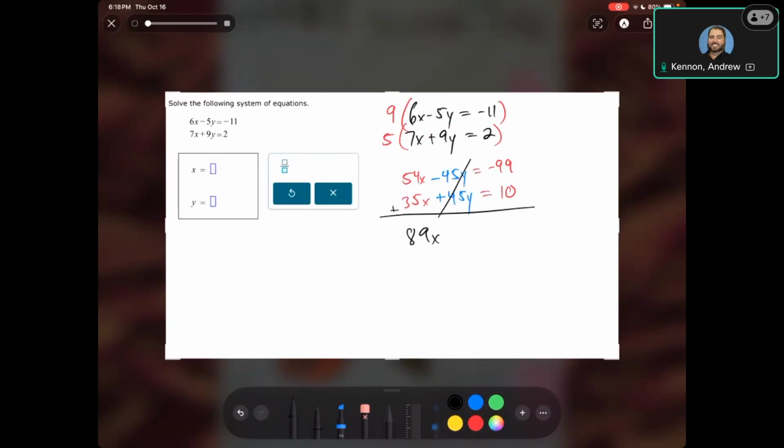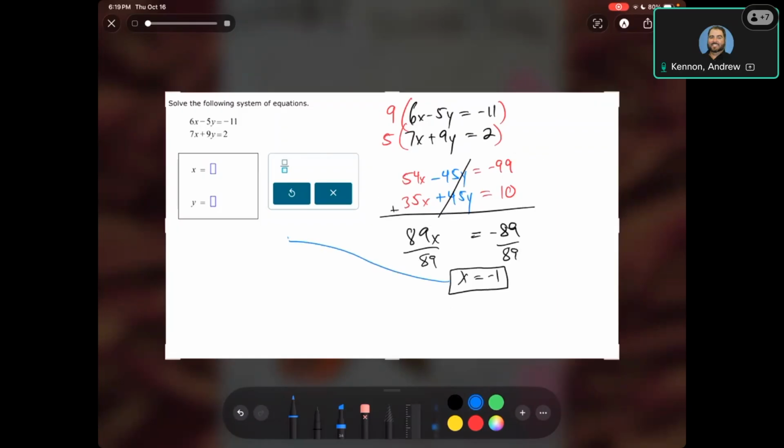Negative 45 plus 45 cancel out. Negative 99 plus 10 would be negative 89. So now I just divide both sides by 89, and I get x equals negative 1. Alex does not give you a fraction on these problems, or I don't think it does. So that's kind of how you can check if you get your answers. We're dealing with big numbers here, and we still ended up with a nice, easy negative 1 for our answer.